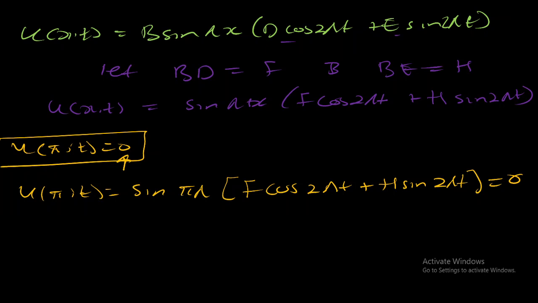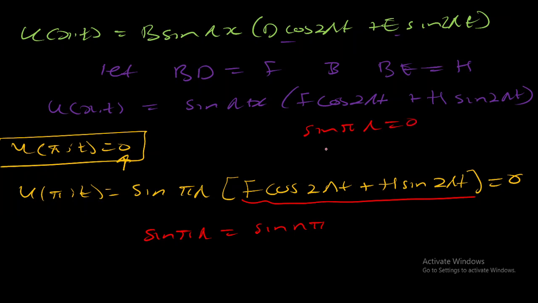But then if you look at this function, it will also never be equal to 0. This function here will never also be equal to 0. So we're going to have sine of pi lambda, which is equal to sine of n pi. Right? We're equating it to 0. It's actually sine of pi lambda is equal to 0. But we know that from Fourier, we have sine of n pi, which is equal to 0. That's why we're equating this, because they're both equal to 0.